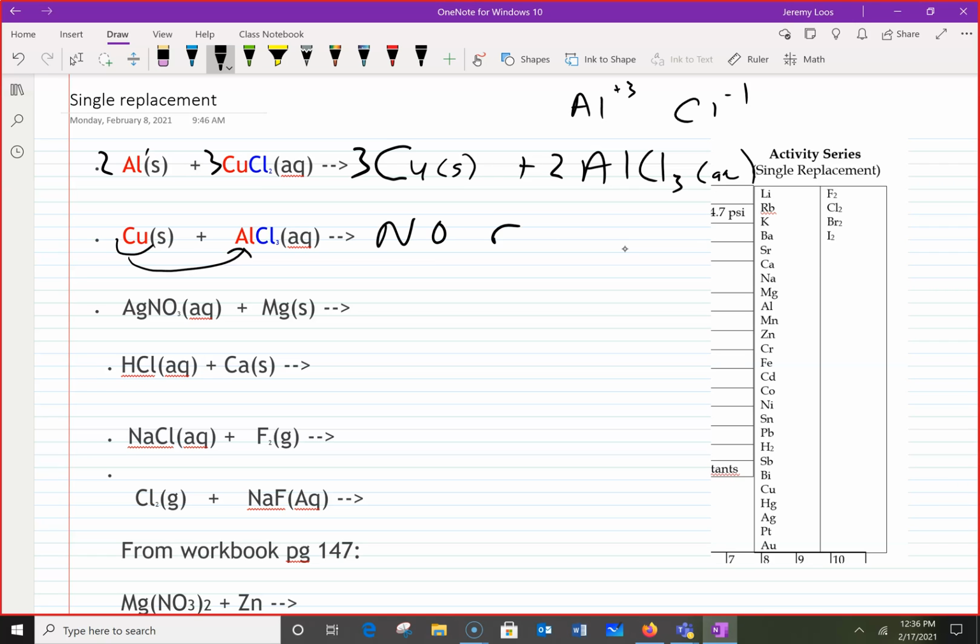So if you saw this on a test, quiz, wherever, you would either write the words no reaction or feel free to use RXN as an abbreviation. That's it. That's all we can do with that. If you put a piece of copper into aluminum chloride, nothing's going to happen.